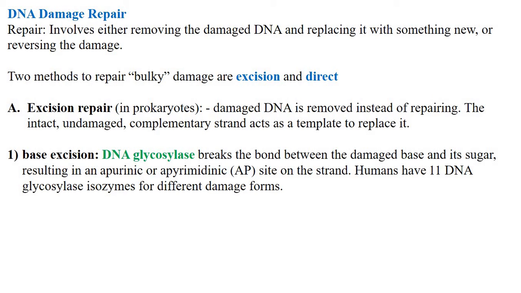The enzyme DNA glycosylase breaks the bond between the damaged base and its sugar. It results in an apurinic or apyrimidinic site, or AP site, or abasic site on the strand. Remember on Wednesday we talked about these abasic sites. That means a base has been removed, so there's no base in the nucleotide, but the sugar and phosphate are still there. That's what DNA glycosylase does: it removes the base from the strand. Humans have 11 DNA glycosylase isozymes for different damage forms. When I say isozymes, that means these are different isoforms of the same enzyme.